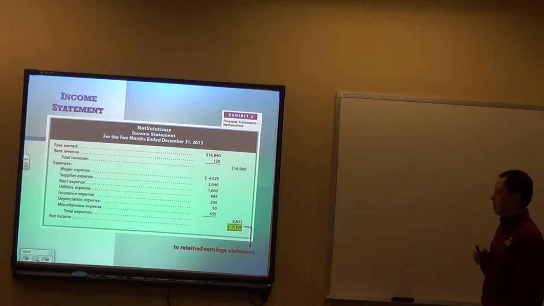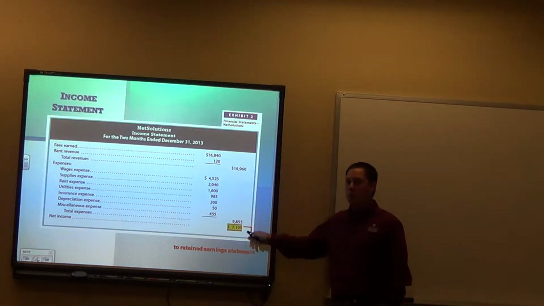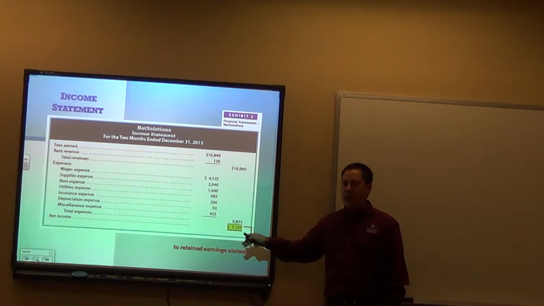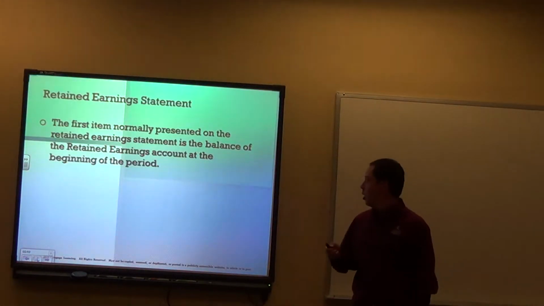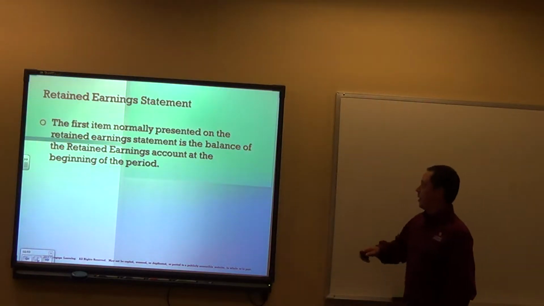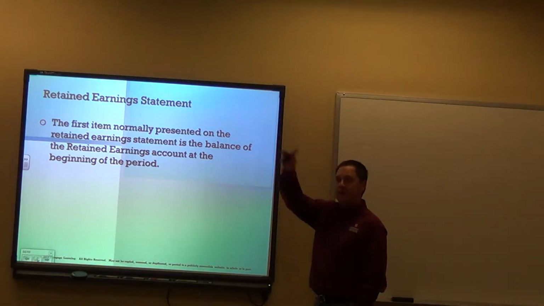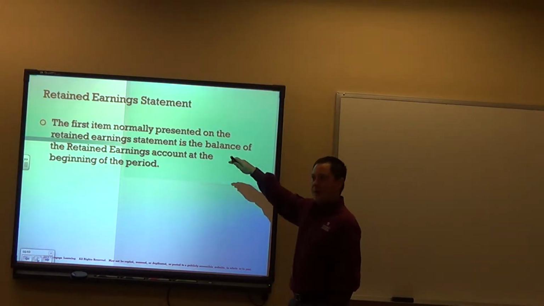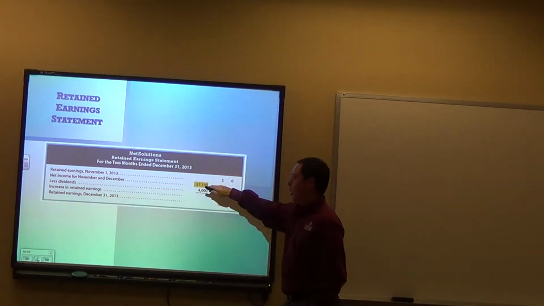Questions on how that works? That information will move to your retained earnings. So now we're going to move that into my retained earnings, which we talked about in chapter 1. The first item normally presented on the retained earnings statement is the balance for the previous period, so what we started with. Then we add in our net income.